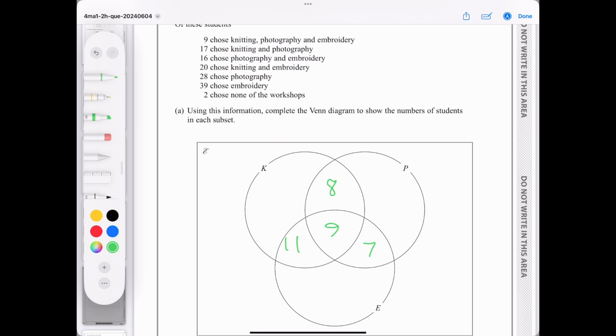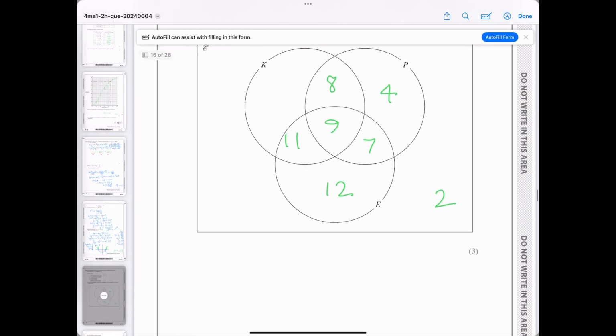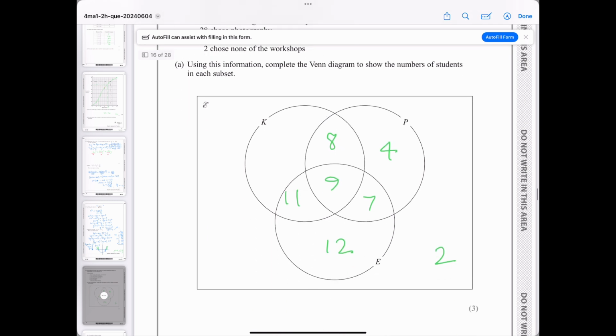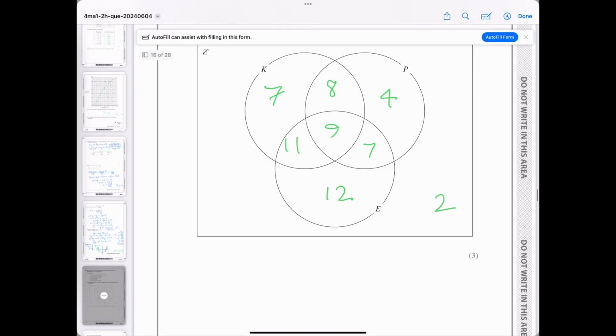Now, 28 chose photography. So that's 8 plus 9 is 17, plus 7 is 24, so that's 4. 39 chose embroidery, so that's 27, that's 12. And 2 chose none of the workshops. How many have we got altogether? We've got 60. 12 plus 2 is 14, plus 7 is 21, 30, 41, 49, 53. So 7 goes in there. And that's what it all looks like.